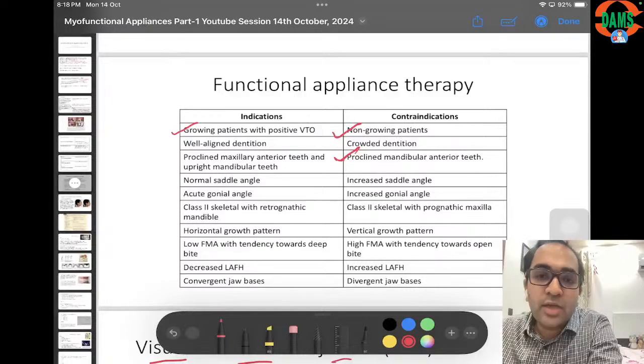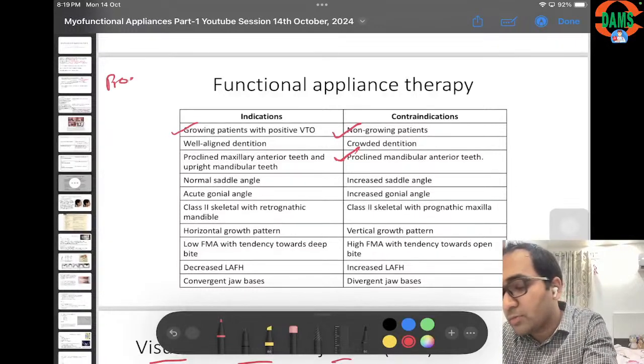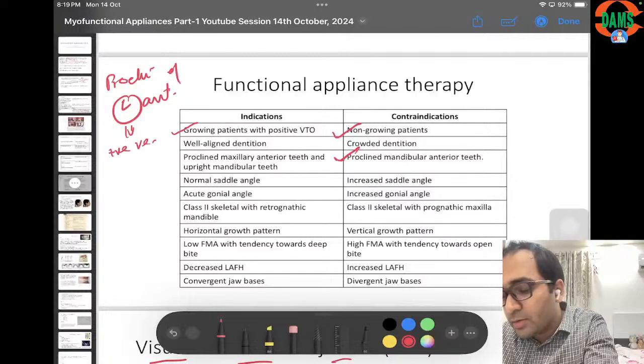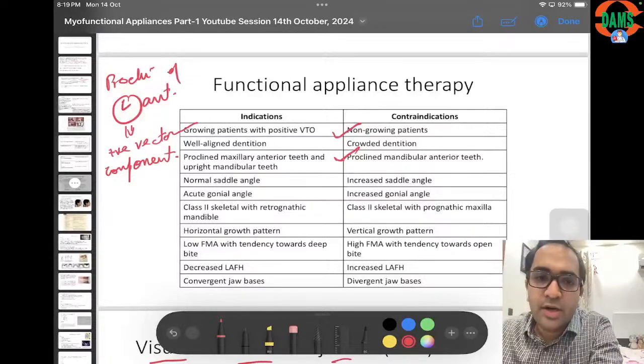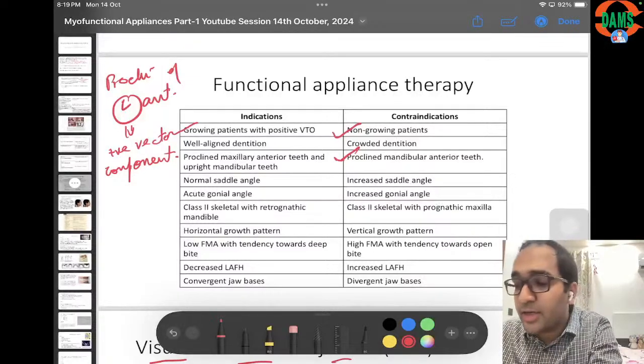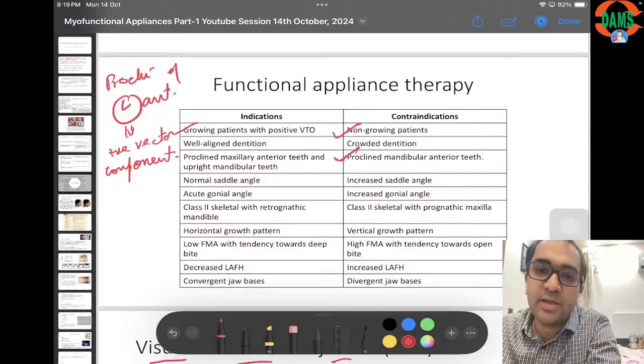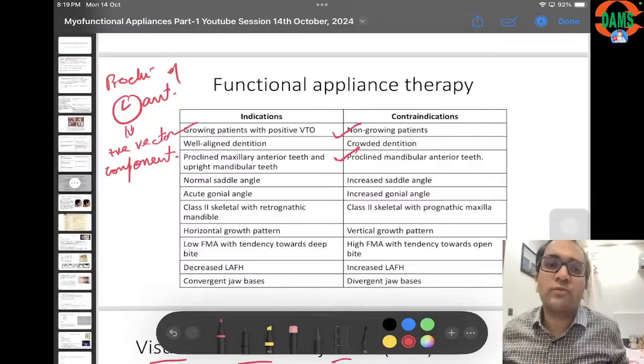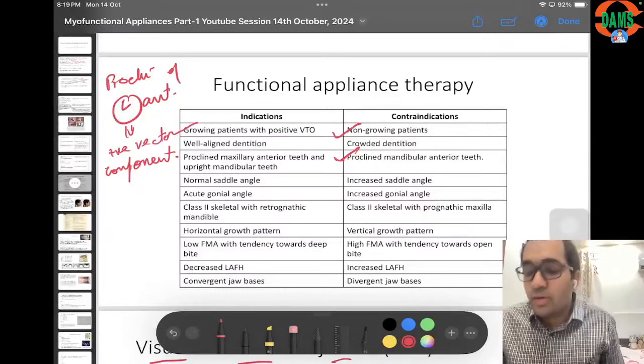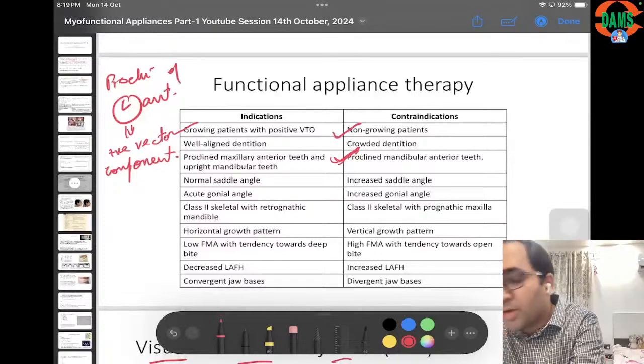Why? Because the negative or drawback of a functional appliance therapy is that it leads to proclination of the lower anteriors. Why? Because of the positive or the forward vector component, the class 2 component on the lower anteriors, leading to the proclination of mandibular anterior teeth. और अगर ऑलरेडी वो प्रोक्लाइंड है और उसमें हमने फंक्शनल अप्लायंस थेरेपी दे दी, it will lead to worsening of the dental malocclusion. Okay, so a very important contraindication.